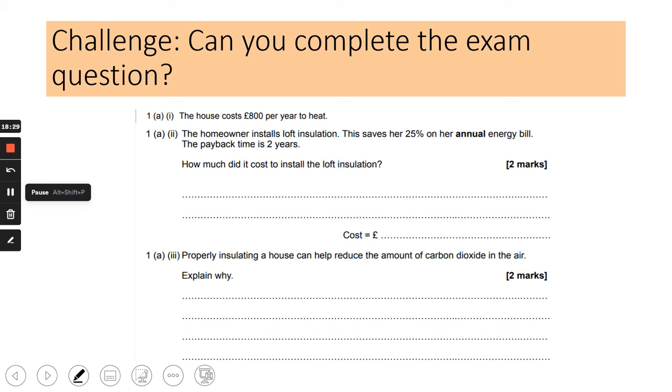Okay, so we're going to start by highlighting parts of the question. It's really important to highlight the important parts of the question to make sure you don't miss out any key information. So the house costs £800 per year to heat. The homeowner installs loft insulation, which saves her 25% on her annual energy bill. The payback time is 2 years. How much did it cost to install?